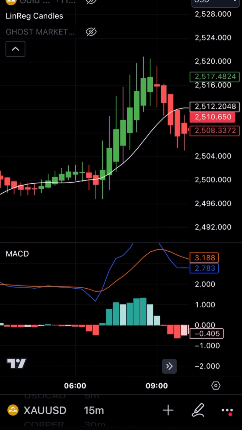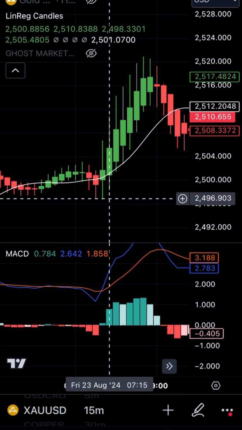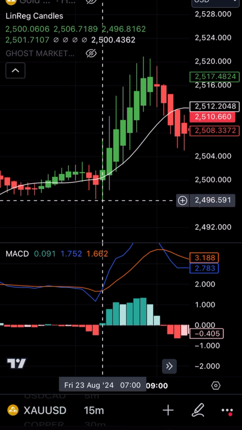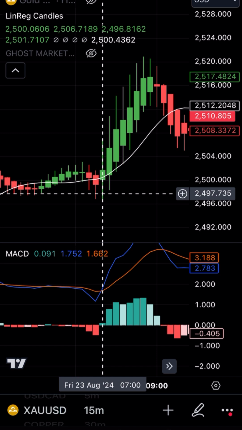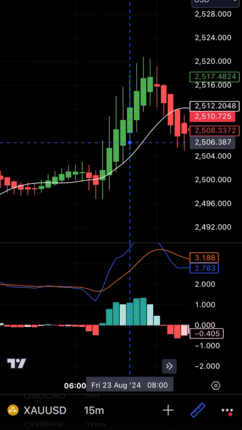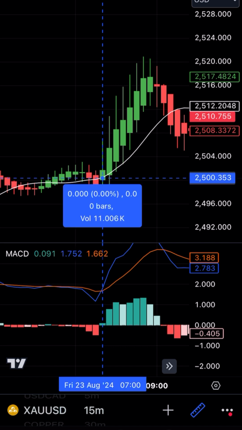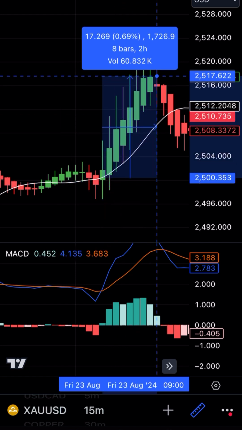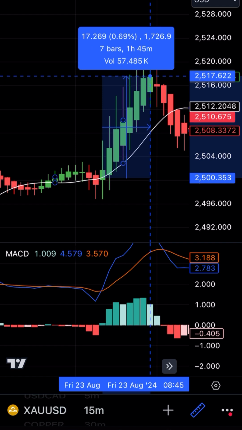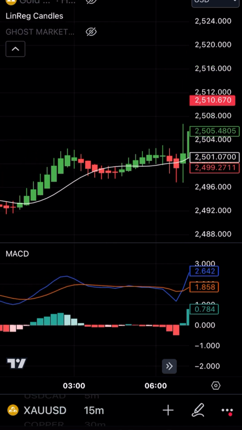So here's an example of what I really look for when I'm trading. The lines are above the histogram, and you see it crossing up. So this is a move. You also see full body candles. So right about here, I would have ridden this out from here to here, and this is a 17,000 pip move.